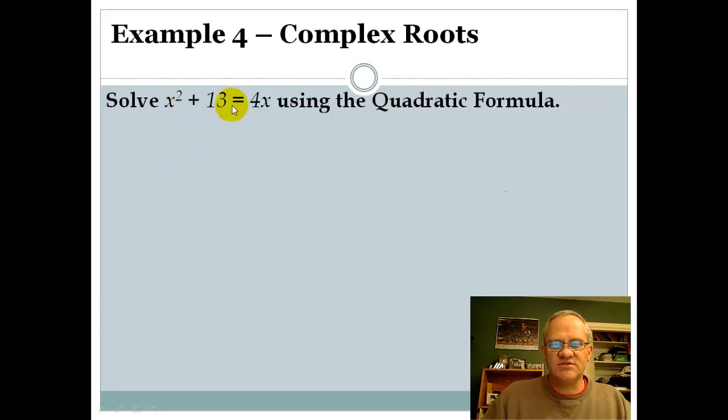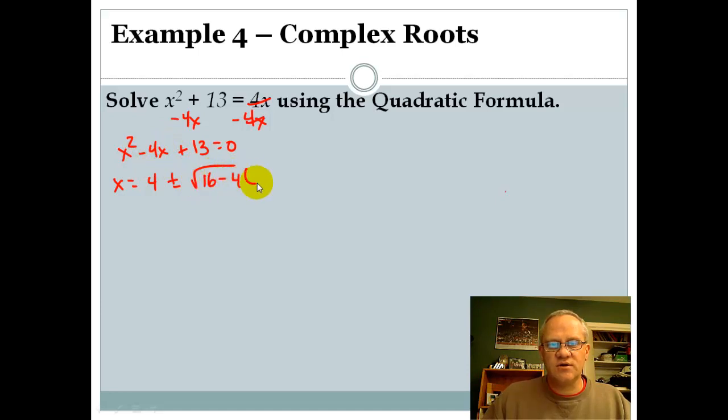So again, we have to get this in the right order, so I'm going to go minus 4x. So x squared minus 4x plus 13 equals 0. x is equal to the opposite of b. Make sure you have these in the right order. So 4 plus or minus the square root, b squared, that's going to be 16 minus 4 times a, 1, and c, 13, all over 2a. So all over 2, because a is 1.